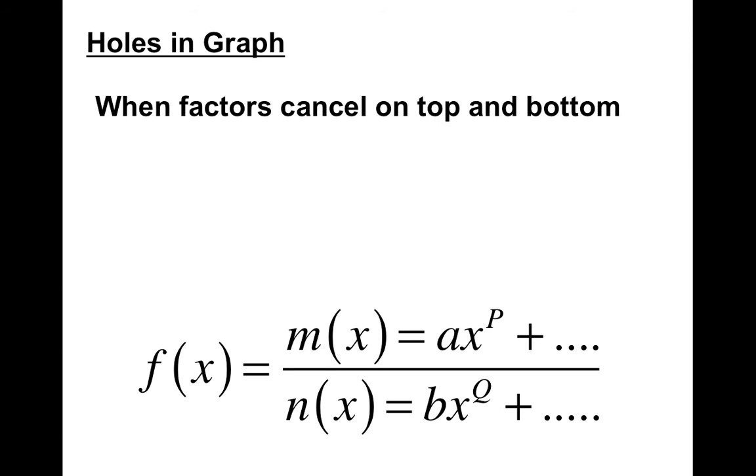Holes in the graph are when factors cancel on the top and the bottom. Means it will have an open circle somewhere. So this means you might have to t-chart or factor and see if something cancels.